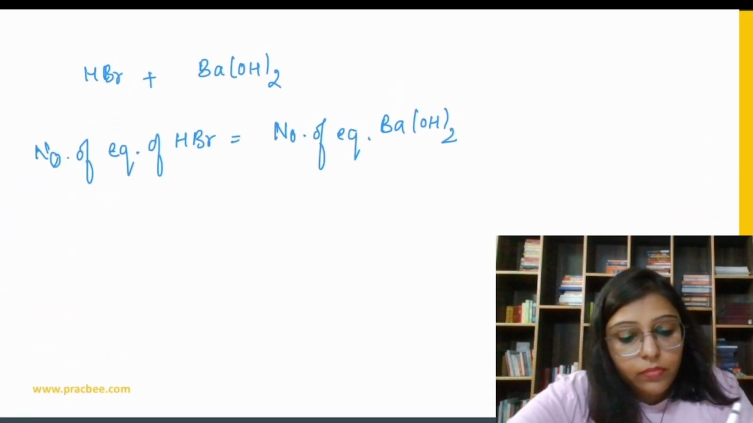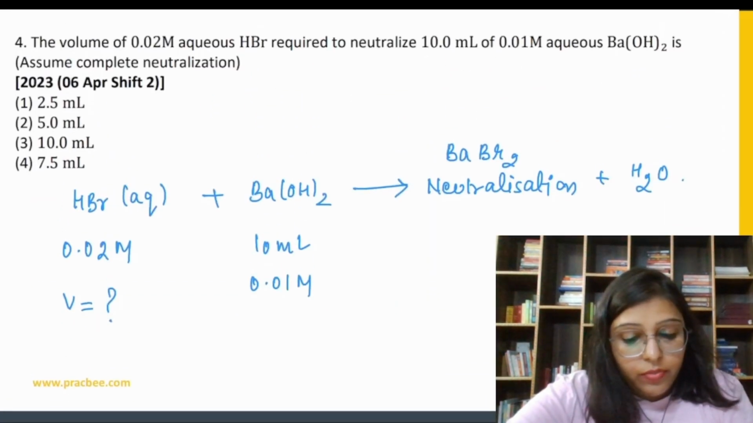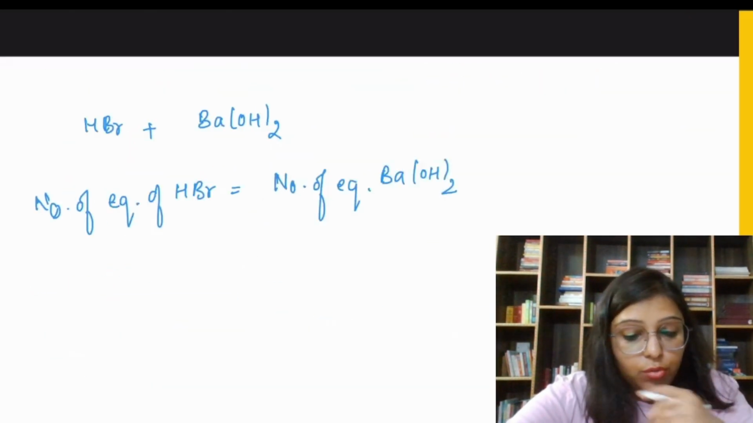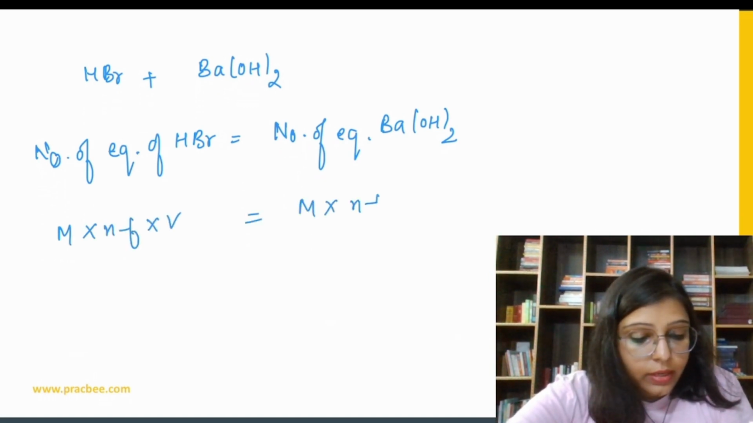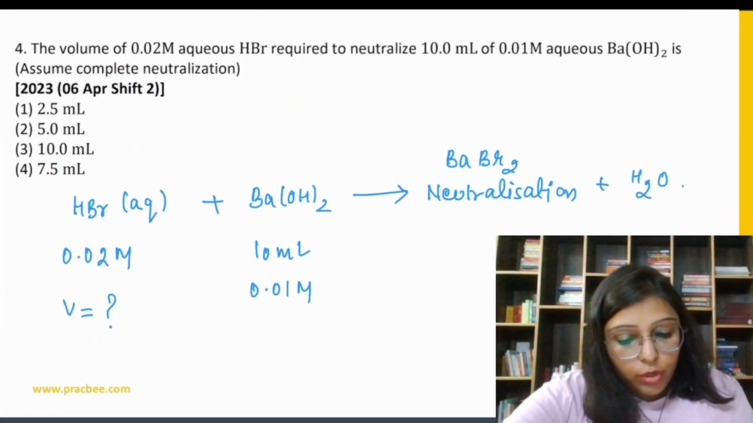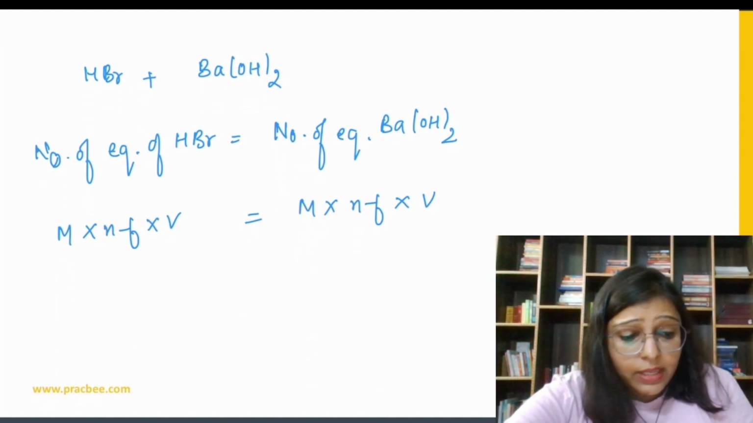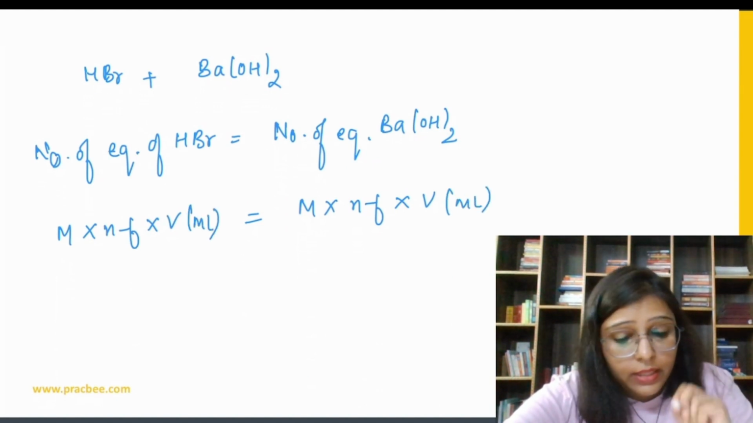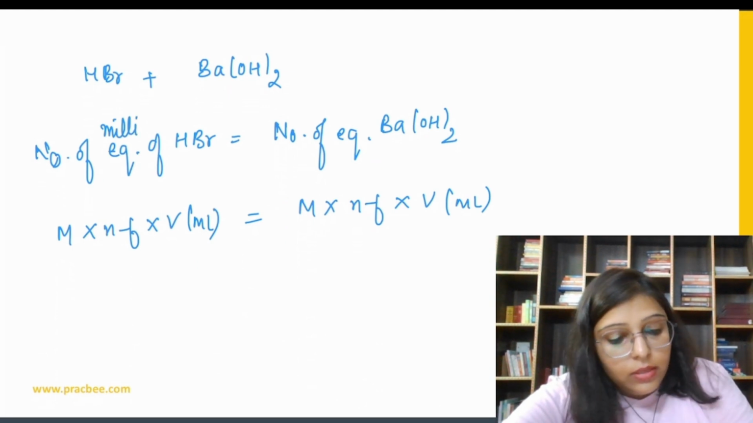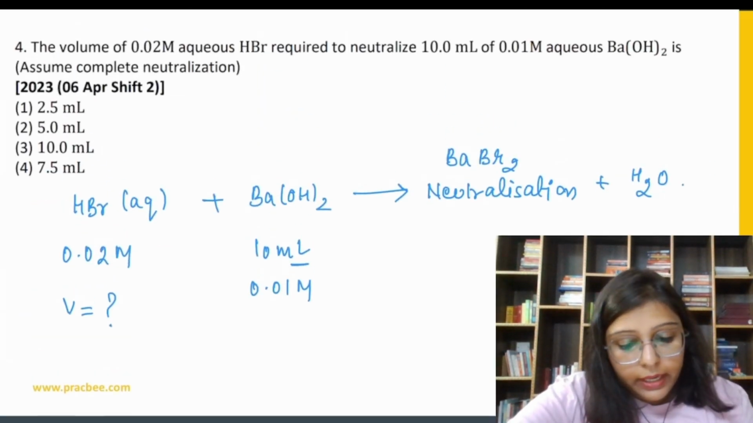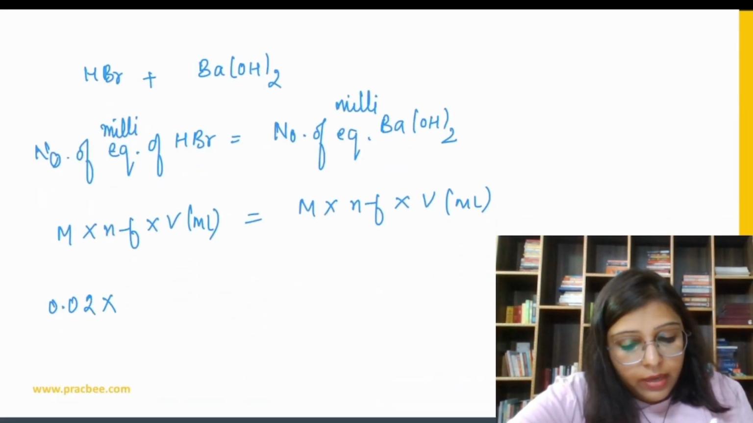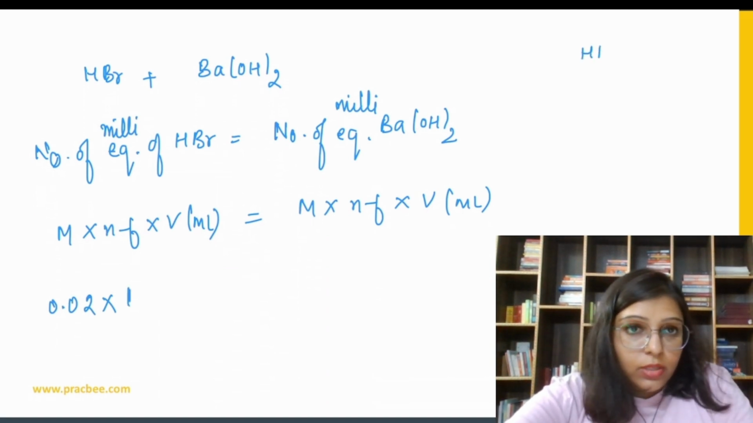So for the number of equivalents of HBr, we have molarity and volume, so we use this formula: molarity into n factor into volume, and here also molarity into n factor into volume. Now, volume is in ml, so if volume is in ml, then the number of equivalents are equal to milli equivalents. Molarity is given as 0.02. The n factor of HBr is 1, because in HBr we have one replaceable hydrogen. So the n factor is 1.